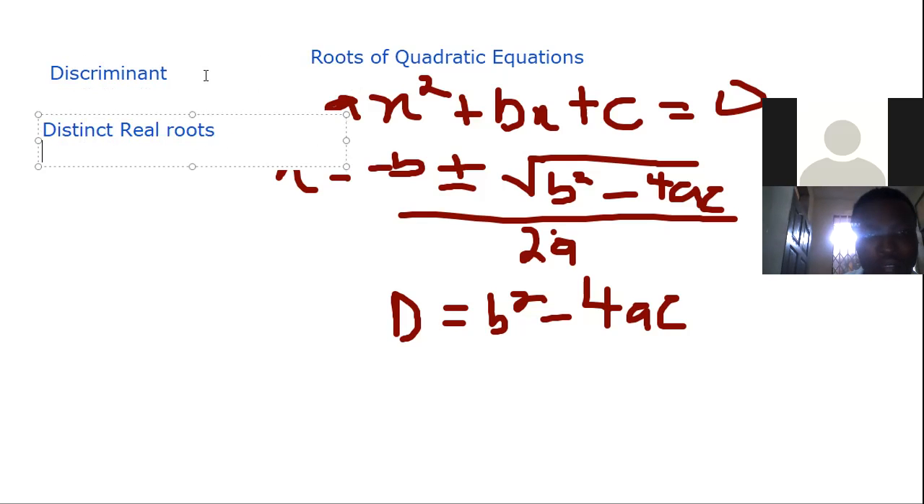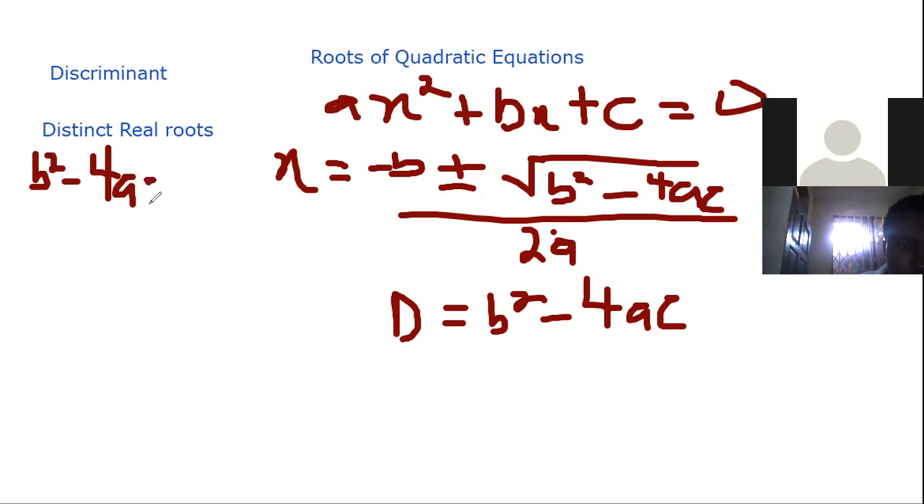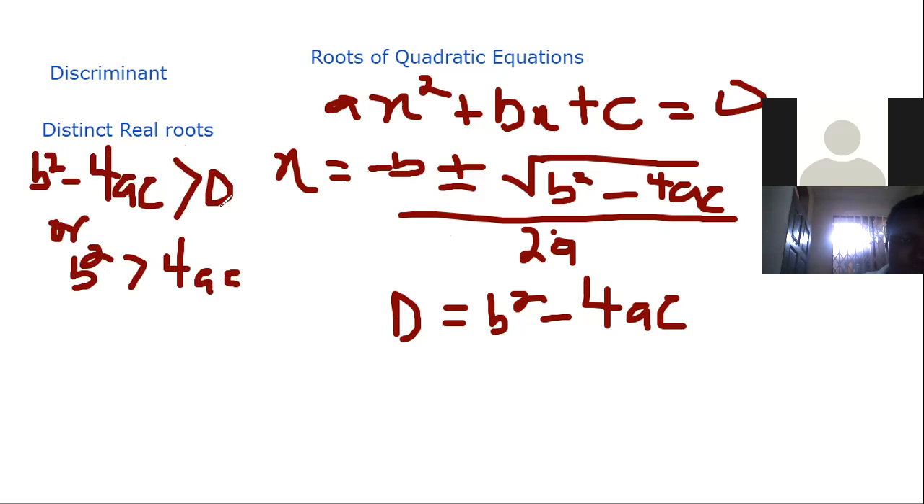So to be able to get that your roots are distinct real roots, that means your discriminant, b squared minus 4ac, must be greater than 0. Or if it is greater than 0, then simply we are saying that b squared must be greater than 4ac. So that is it. To get distinct real roots, the discriminant must be greater than 0.